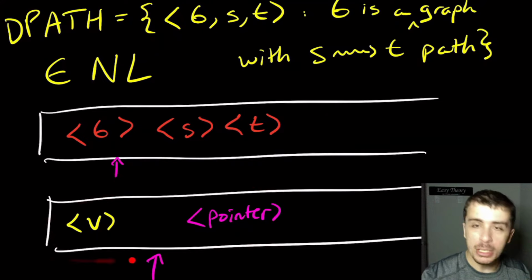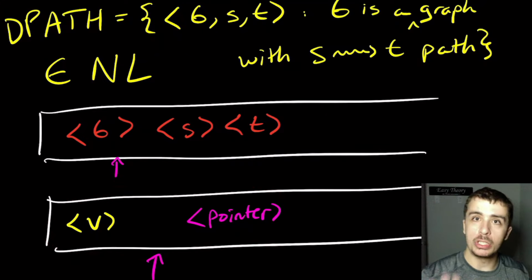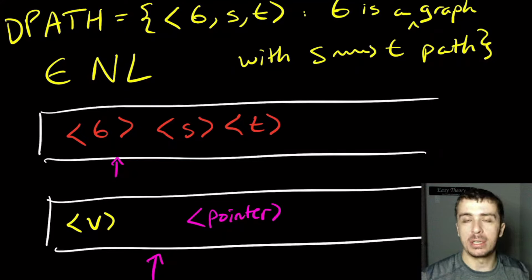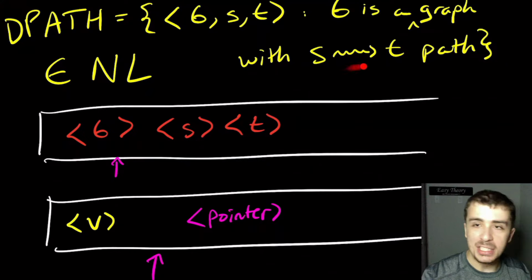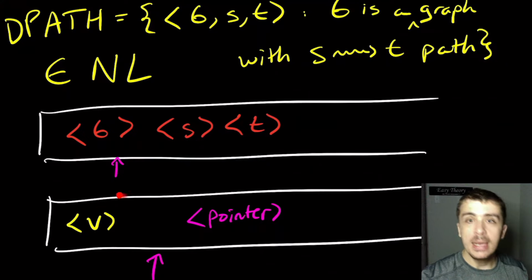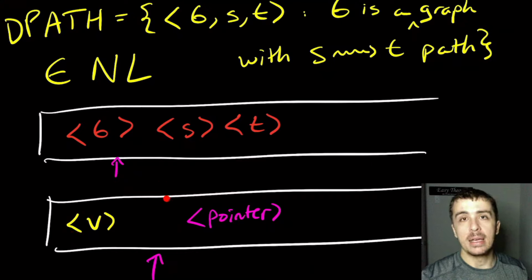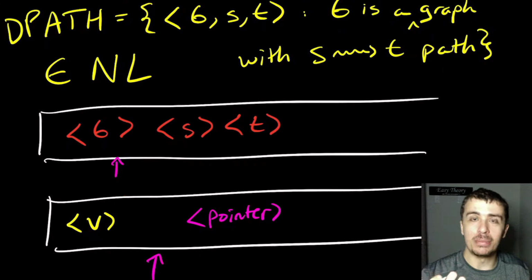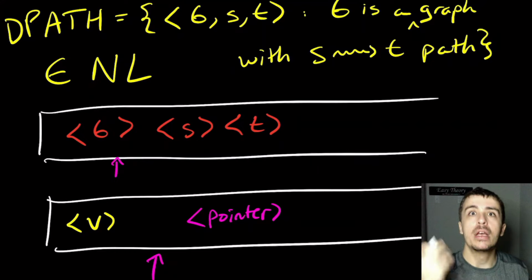I'm only using logarithmic space here because I'm only storing a constant number of pointers. And so this is in non-deterministic log space. If there is no S to T path, then it's impossible for this thing to have made a choice that leads to T, because there's no path from S to T under that assumption. And so the non-deterministic machine will actually have to crap out at some point.